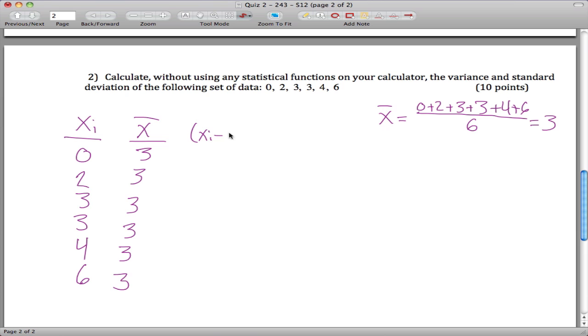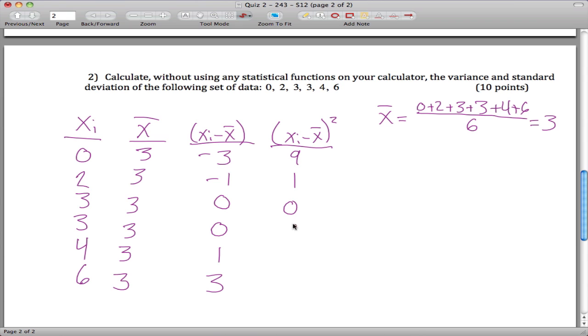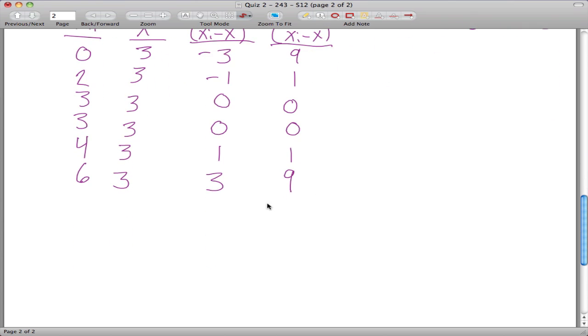And the next column I want to make is xi minus x bar. How far above or below the mean are each of these observations? 0 minus 3 is negative 3. 2 minus 3 is negative 1. 3 minus 3 is 0. 4 minus 3 is 1. 6 minus 3 is 3. But I can't do a whole lot with this column because the negatives and positives cancel each other out. So what I do is I square this column. Negative 3 squared is 9. Negative 1 squared is 1. 0 squared is 0. 1 squared is 1. 3 squared is 9. And then this column I can sum up and I get 20.